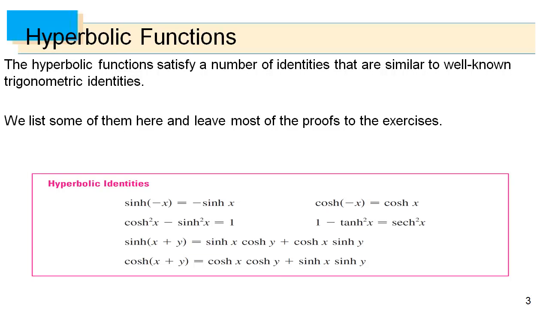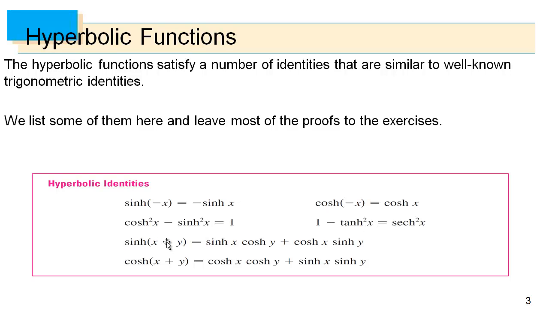Because these functions are built similarly to the trig functions, you're going to get a lot of similar identities. We see that the hyperbolic sine function is an odd function, so when you take sinh of negative x, it's negative sinh x. The cosh function is an even function because cosh of negative x equals cosh of x. We get a very similar identity: instead of cosine squared plus sine squared equals 1, it's cosh squared minus sinh squared equals 1. And then we get corresponding ones with tangent and secant as well.